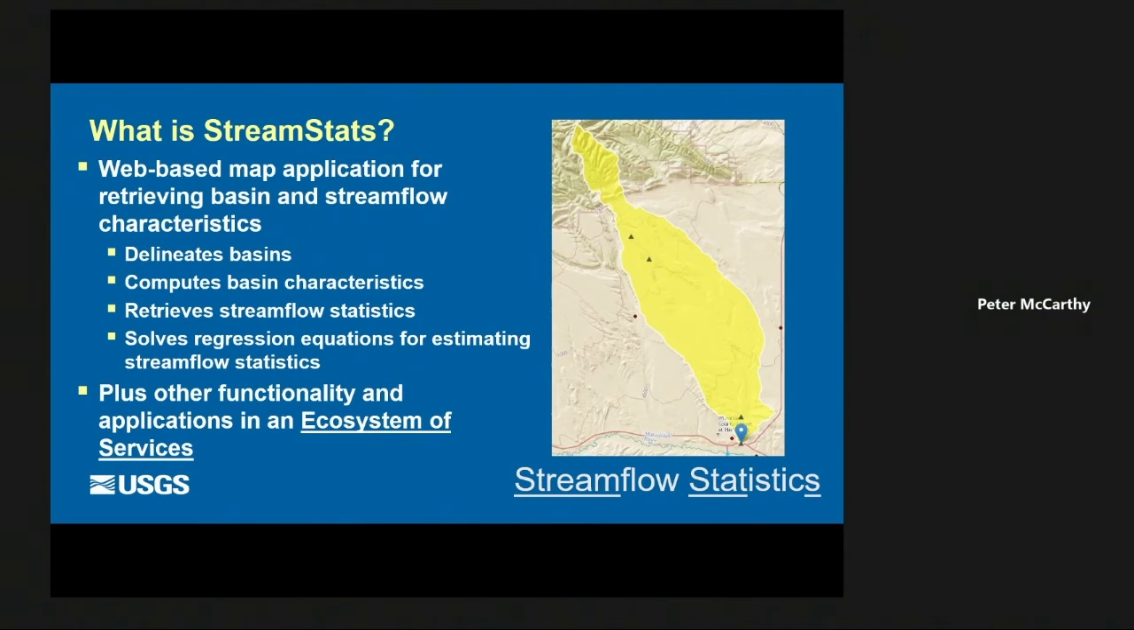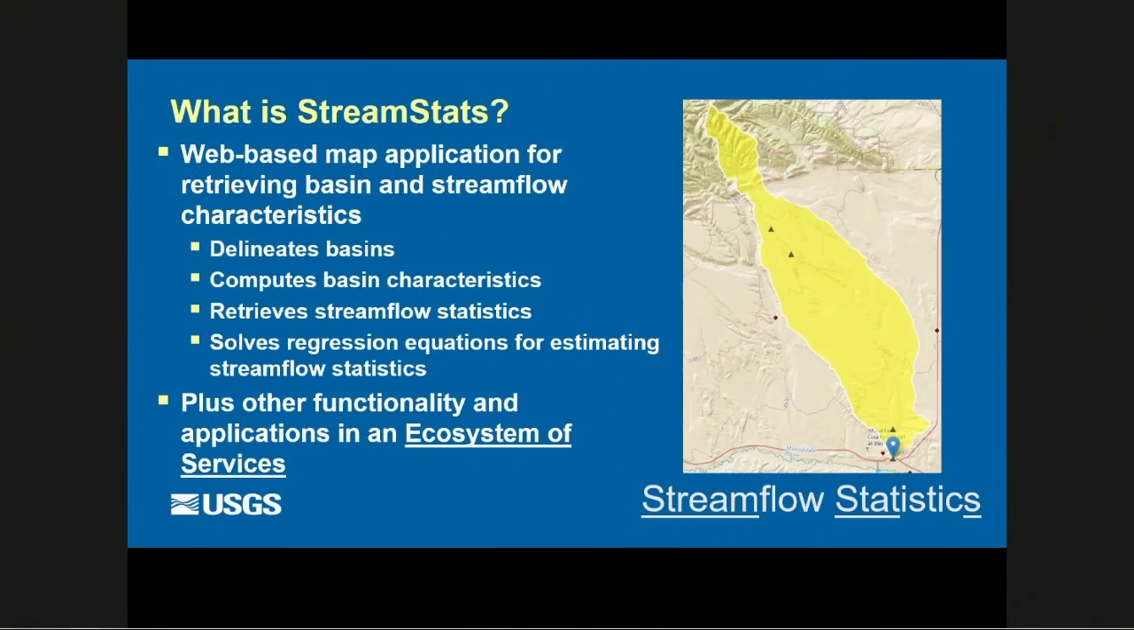So it's for users to come in and get streamflow statistics at gauged locations and ungaged locations. Over the years, and that's almost 20 years of StreamStats being a USGS product, we've added a number of other functions and applications, and we're broadening our capabilities within the StreamStats realm. And that's really why we call it an ecosystem now.